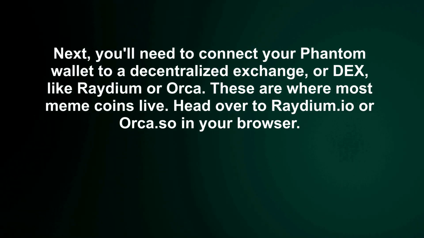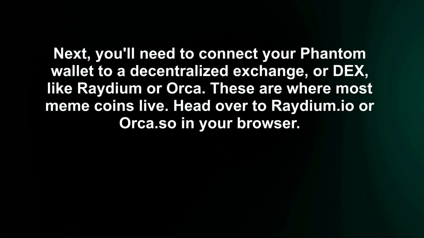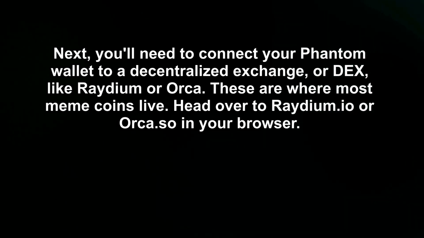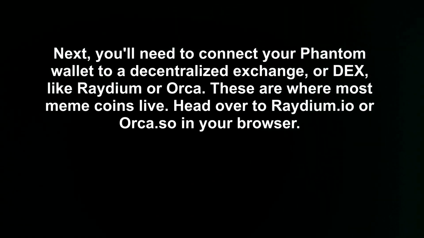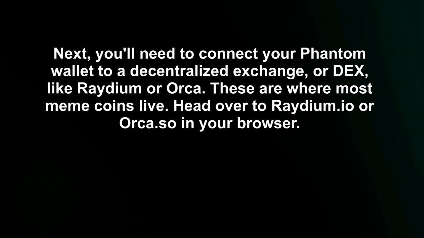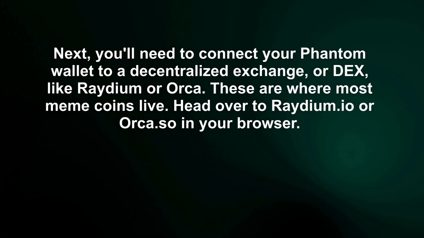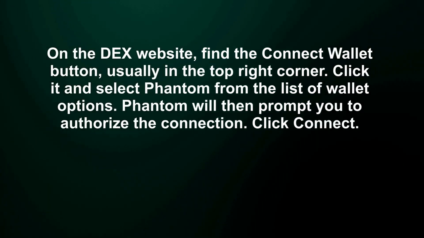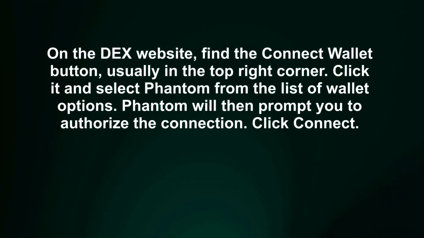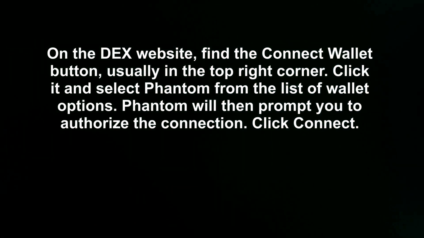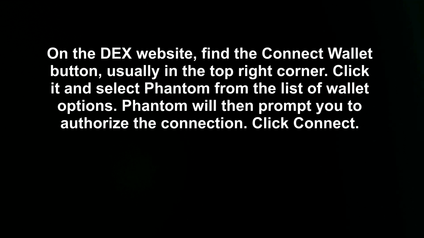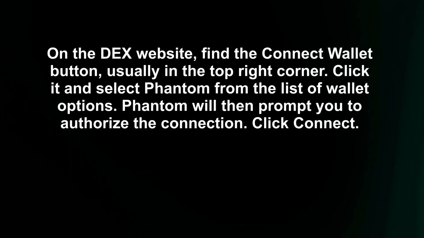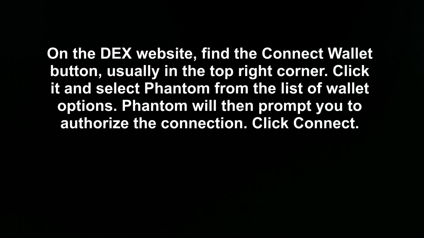Next, you'll need to connect your Phantom wallet to a decentralized exchange, or DEX, like Raydium or Orca. These are where most meme coins live. Head over to raydium.io or orca.so in your browser. On the DEX website, find the Connect Wallet button, usually in the top right corner. Click it and select Phantom from the list of wallet options. Phantom will then prompt you to authorize the connection.